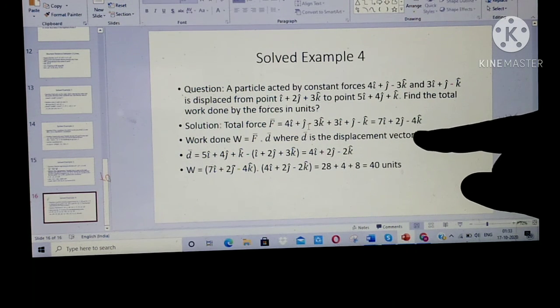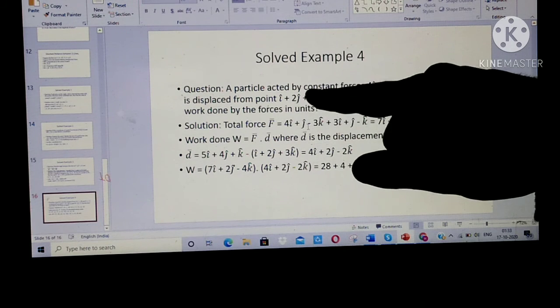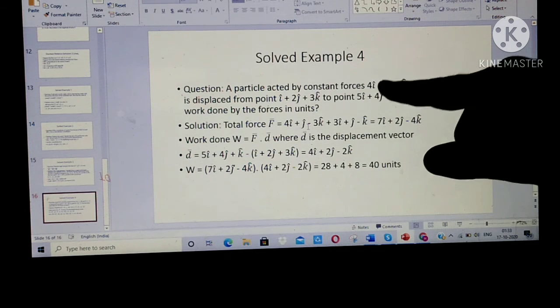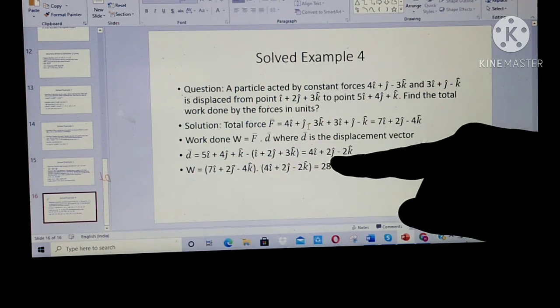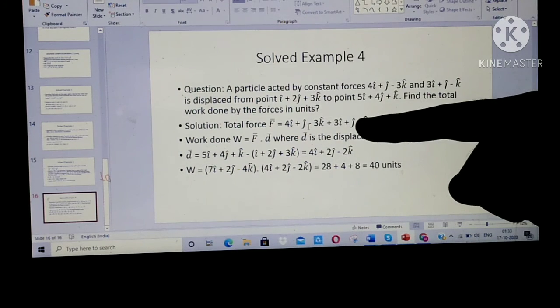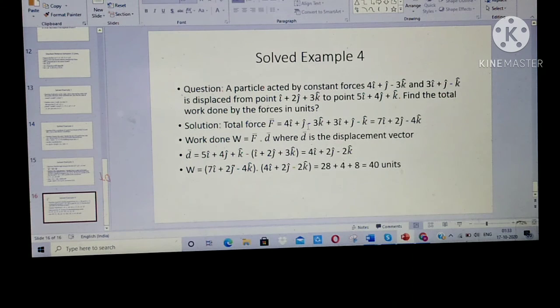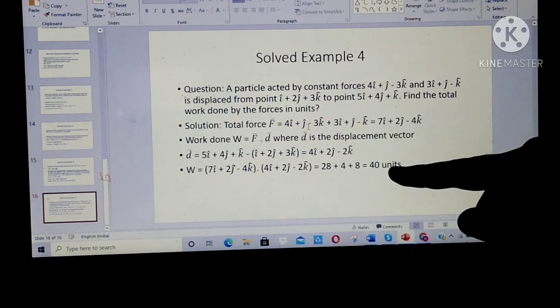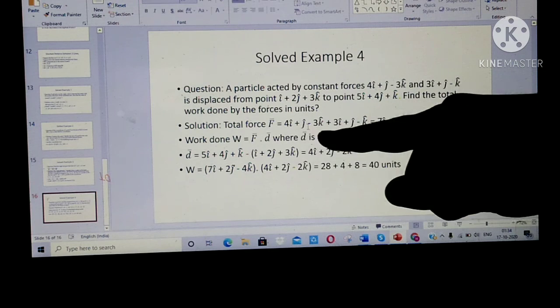4k cap. And displacement we can find by subtracting the position vector of A from the position vector of B. So that will give us the displacement vector D, which is 4i cap plus 2j cap minus 2k cap. Once we know the displacement vector and the force vector, we can just take their dot product. So W is equal to F dot D. If we take the dot product, force dot displacement, we get the value of work as 40 units. So this is how we calculate the value of work, by taking the dot product of force and displacement.